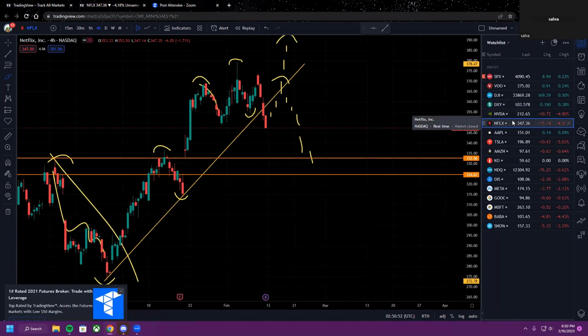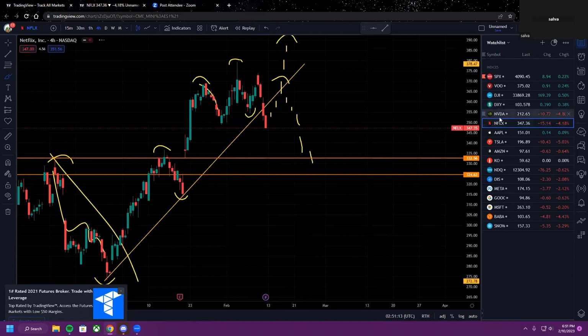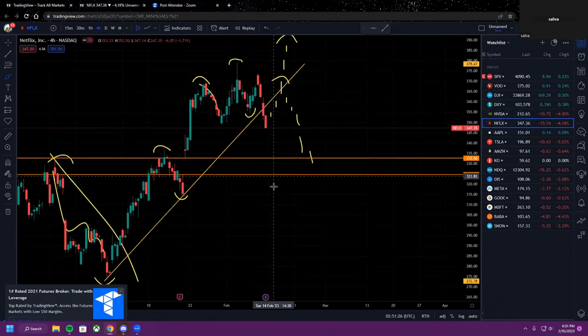First of all, Netflix is like, okay, I'm looking weak, right? Then I go, okay, Nvidia broke the uptrend. It is looking a little weaker, but we still haven't made our lower low. So let me look for some signs of weakness, and it will validate the Netflix theory, right? Does that make sense? So if Nvidia makes a lower low, Netflix is gonna be the first to fall.